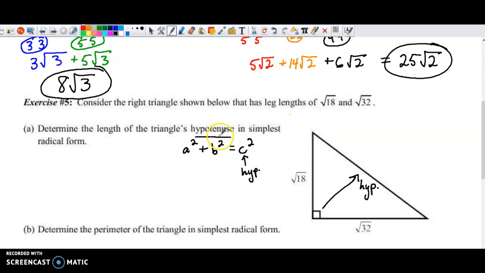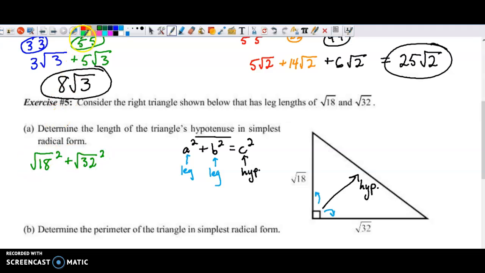So if I'm asking you for the hypotenuse, you want to practice doing a leg squared. I guess I should emphasize that a is a leg and b is a leg. That's what we call the sides that are adjacent to the right angle. That means next to. So if you're solving this problem, it would be root 18 squared plus root 32 squared.